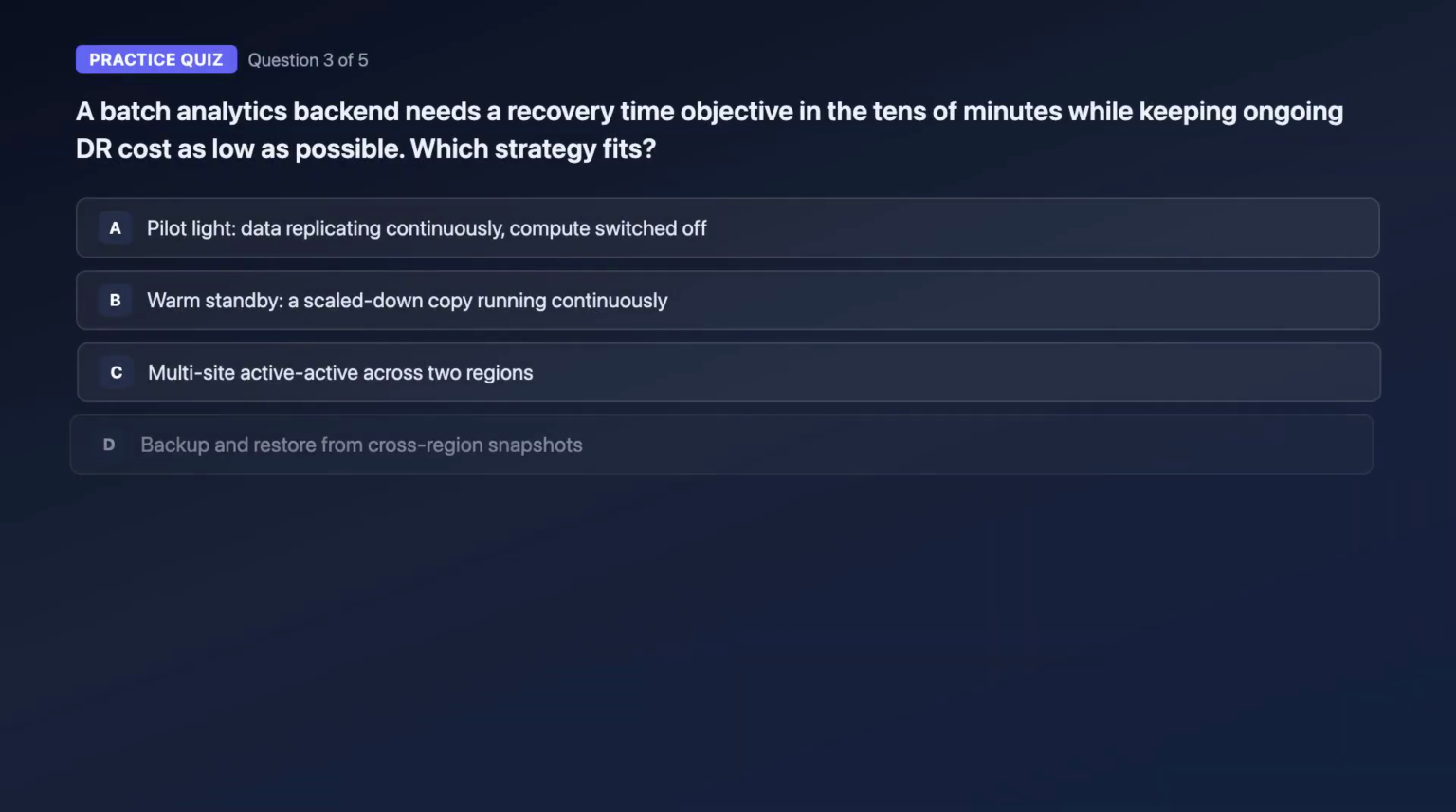Question 3. A batch analytics backend needs a recovery time objective in the tens of minutes, while keeping ongoing disaster recovery costs as low as possible. Which strategy fits? A, pilot light, with data replicating continuously and compute switched off. B, warm standby, a scaled-down copy running continuously. C, multi-site active-active across 2 regions. Or D, backup and restore from cross-region snapshots. Think about which constraint matters most here.